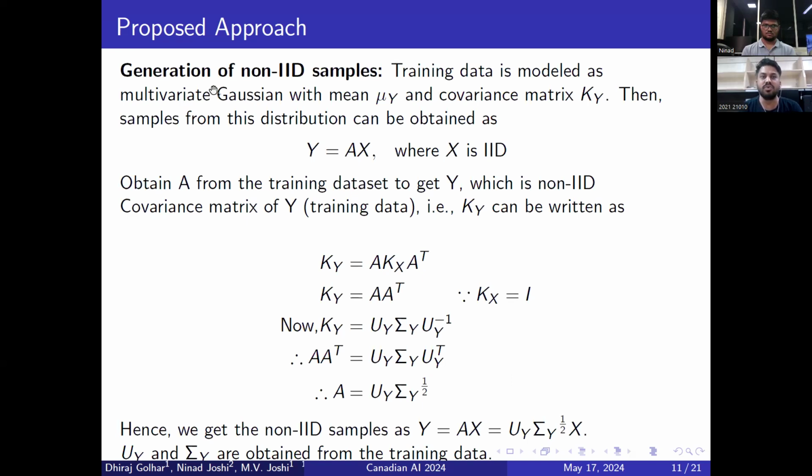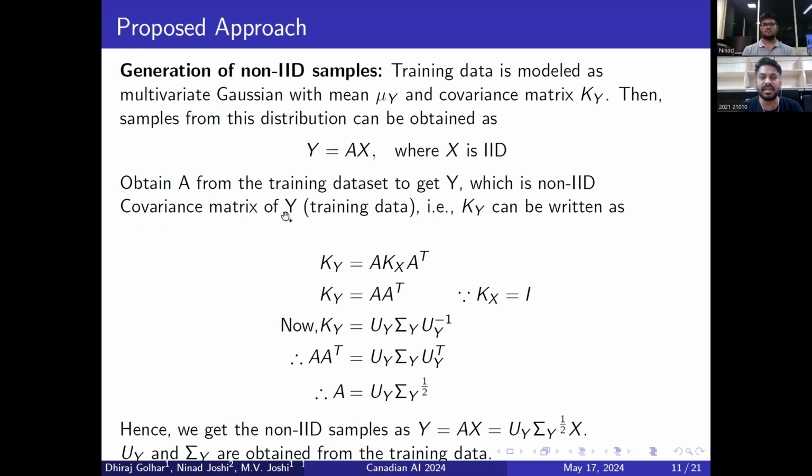Now let's see how to compute that non-IID sample mathematically. That is the generation of the non-IID sample. First, we model our training data as one multivariate Gaussian with mean μy and covariance matrix Ky. Now we have to calculate y equal to ax, where x is IID, and our main target is how to calculate this a. So we calculate this from the training data.